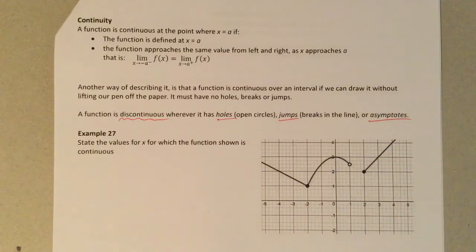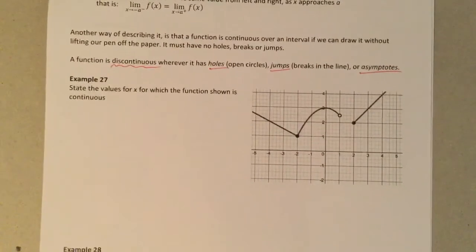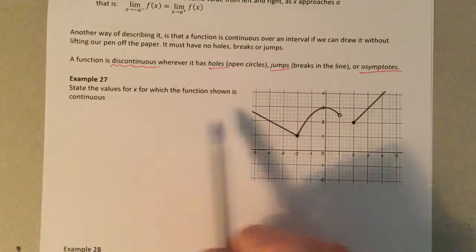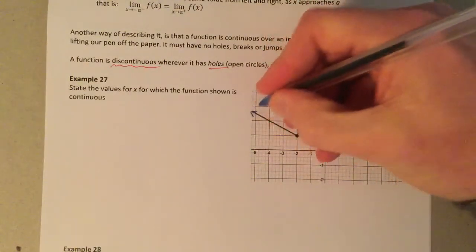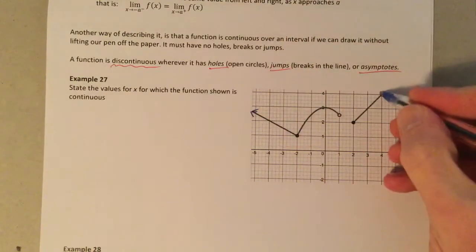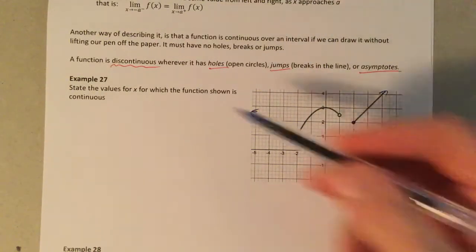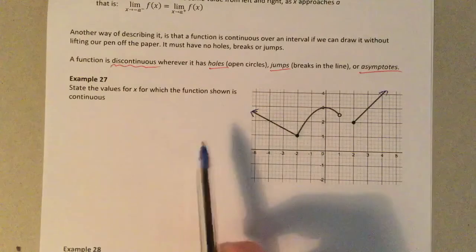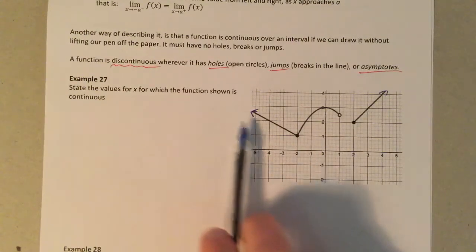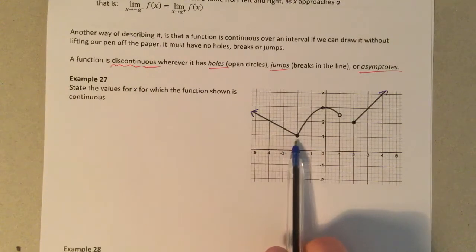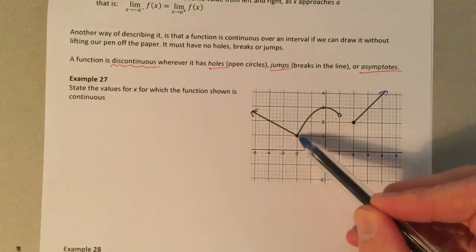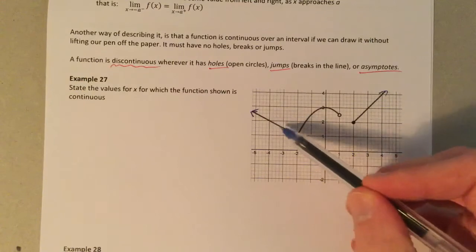So, example 27. State the values of x, and we've got a graph here, for which the function shown is continuous. Now, it's probably not a great picture, but if we assume that there are arrows at either end to say the graph keeps going off to the right and to the left, then starting from the left, we've got a continuous graph from negative infinity all the way down here. Now we've got what looks like a hybrid function, a point here where the function seems to change over, but the graph is still continuous, right?